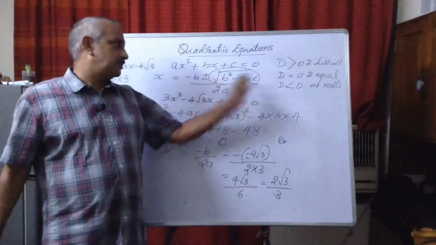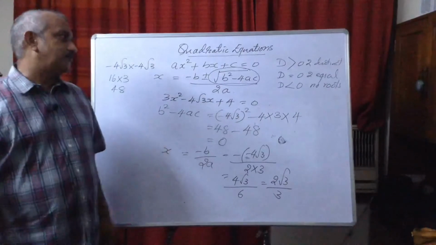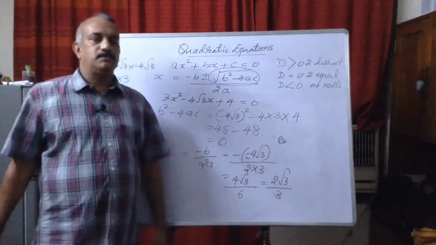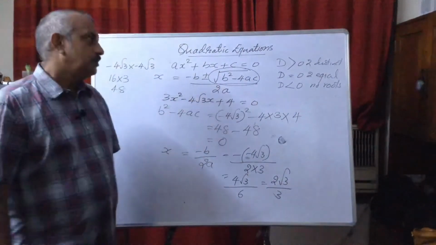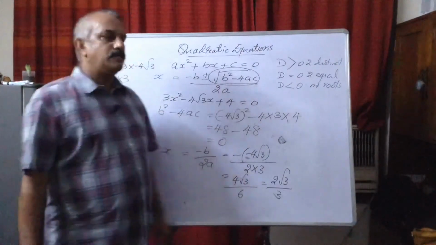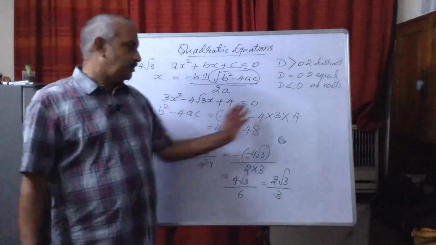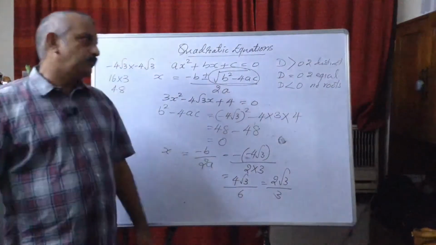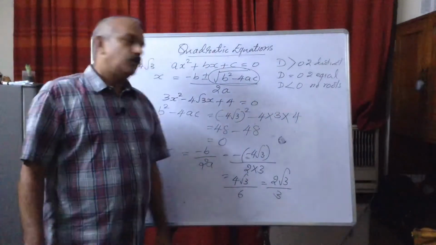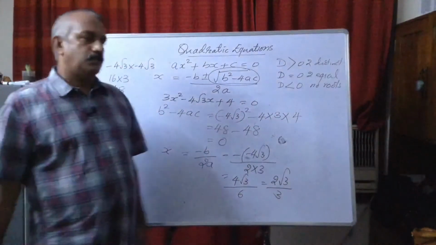First step is to use the quadratic formula. First step is you have to find b square minus 4ac, or you have to find D, or you have to find the discriminant. Then you will get an idea whether it will have two roots, or two equal roots, or no roots. Accordingly you have to solve the question.